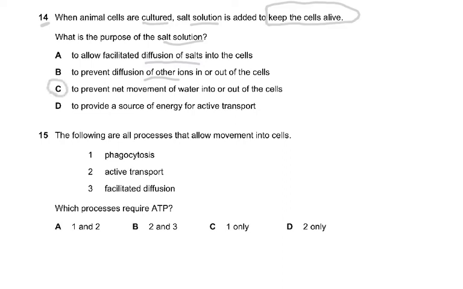The answer is C because we have to have no net movement of water. Why? Because the cell should not shrink or burst. So basically, why do we have a salt solution? Salt does not provide energy, so that option was wrong. To prevent diffusion of other ions, why would we keep it in a salt solution for that? This was wrong. Allow facilitated diffusion, why would we want salts into the cell? So the answer is C, and the main reason is to keep the cells alive. They should not either shrink or swell up and burst, because these are animal cells. They don't have any cell wall.